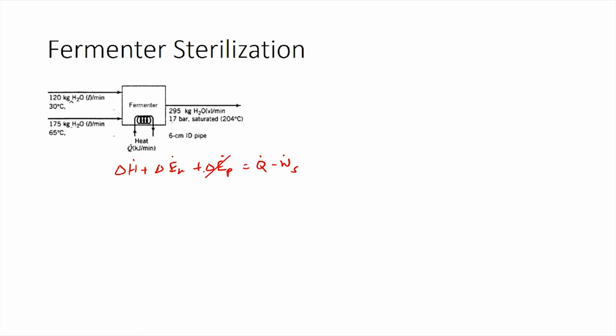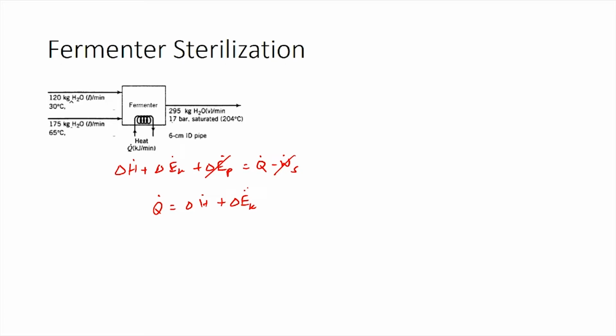We can ignore potential energy changes because there is no change in position or height of the streams, which has been given to us. So, we can assume that this is negligible and it is 0. Q dot and Ws dot have to be looked at. Q dot is the heat which is supplied for the change in enthalpy and the kinetic energy. Ws dot would go to 0 because there are no moving parts, you do not have any shaft or piston. So, the equation simplifies to Q dot equals delta H dot plus delta Ek dot.